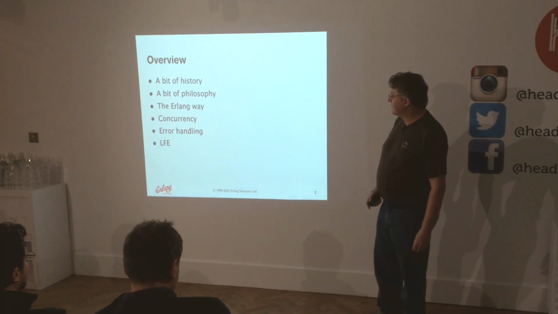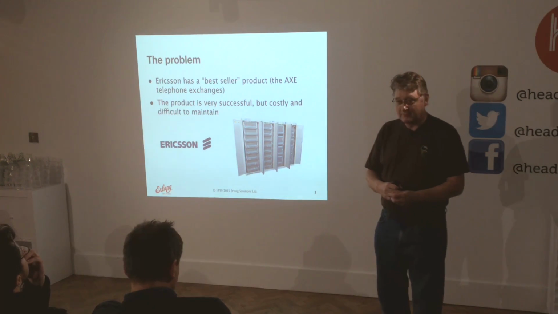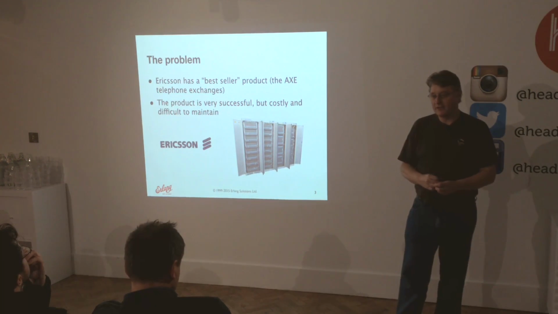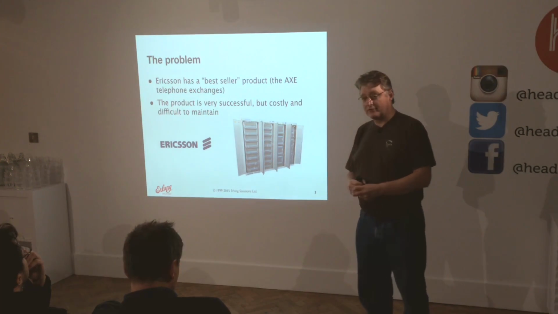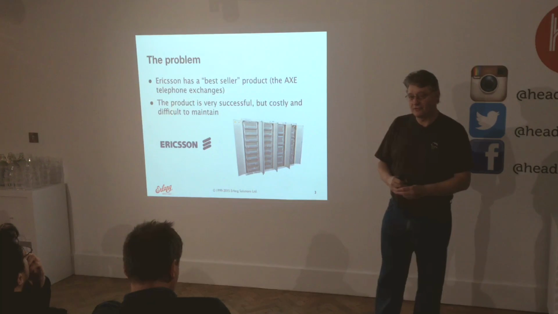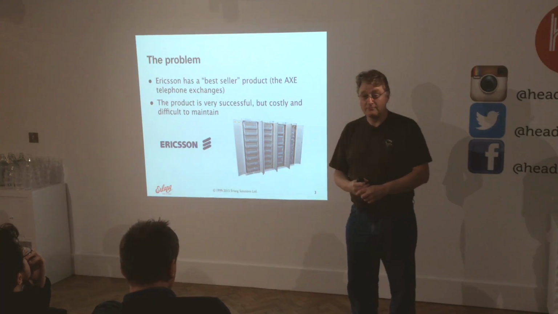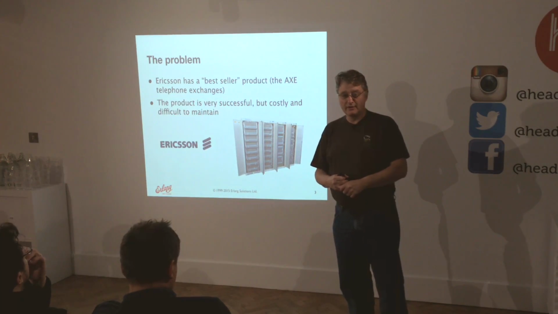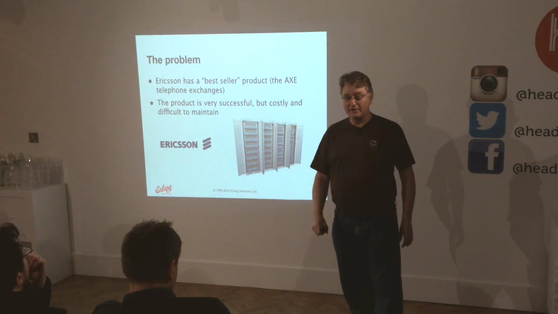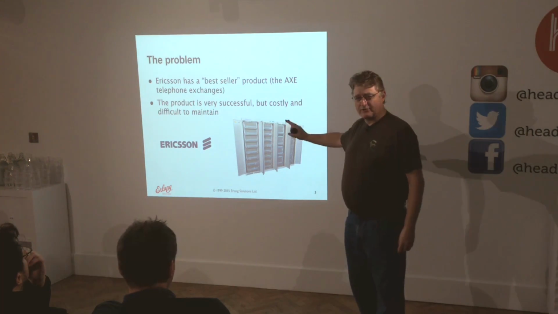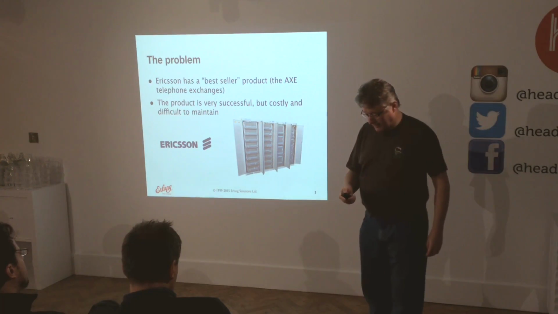Right. So, history. Now we're getting back to the early mid-80s. This is how far back it is. Ericsson had then a very good product called the AXE telephone exchanges. They were a very successful product. They made Ericsson a ton of money, and they sold a lot of them over many years. They're actually still in existence in the mobile base stations, mobile switches. Now they're all emulated, but before it was all hardware and specialized software. It was very successful, but costly and difficult to maintain.